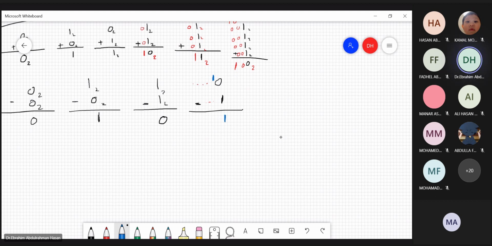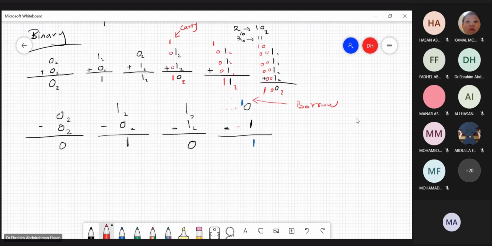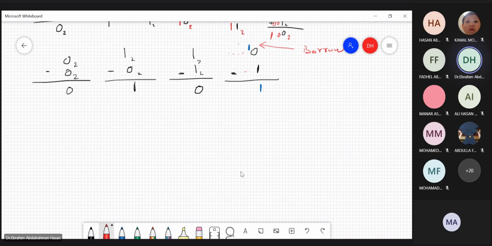Okay, but it is borrow. So we borrow 1 from here. So then it is 1 borrow 1. Like we say here it is 1 carry 1. So this is 1 borrow 1. Okay, this is important. These others are all easy except this one. You need to be careful here.